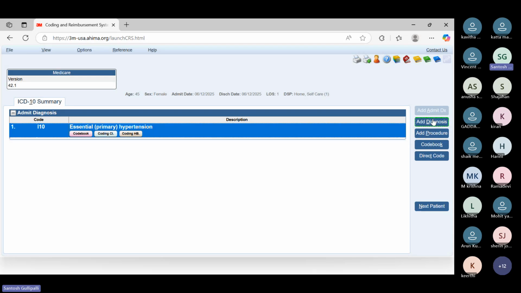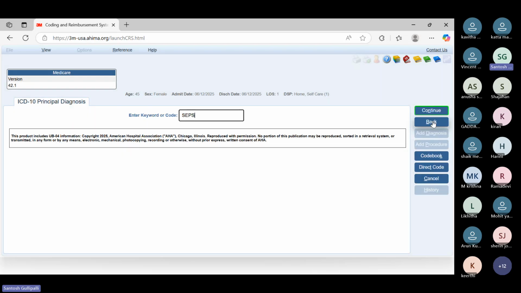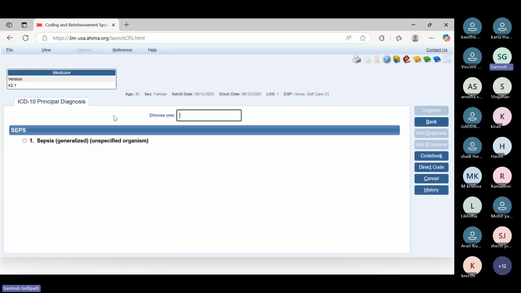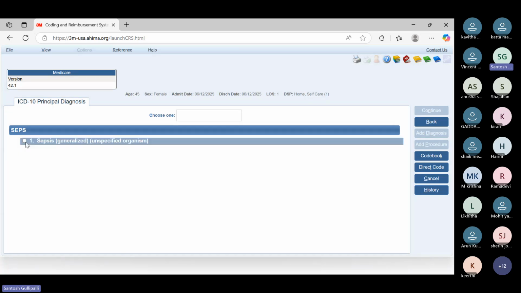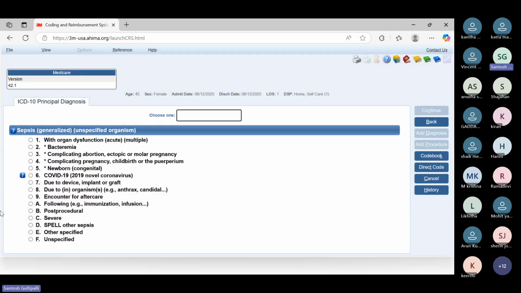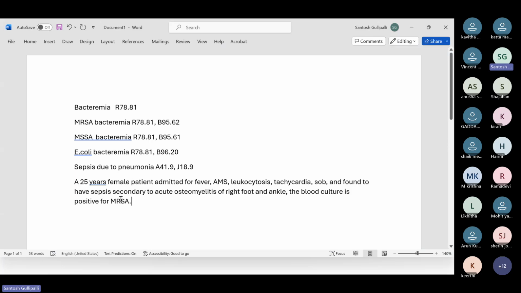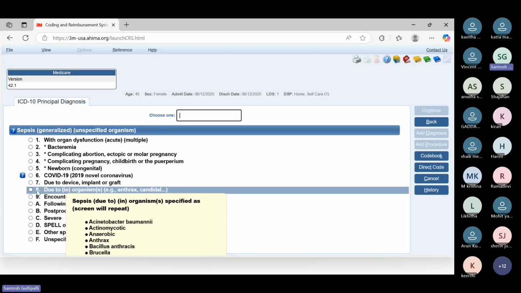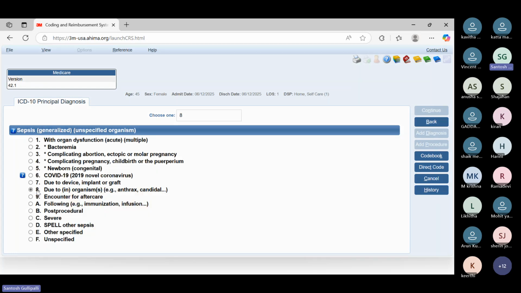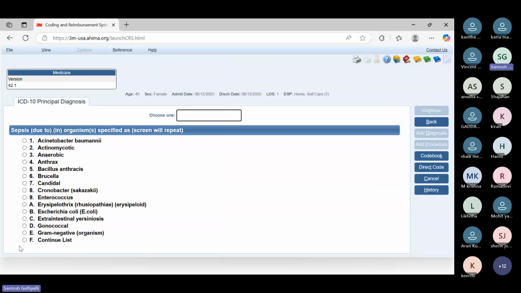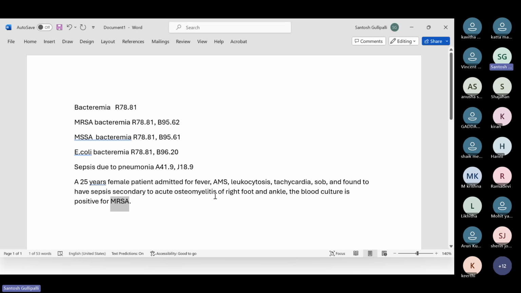Add diagnosis, sepsis. The option is 1. Next, the sepsis is due to organism. Why we consider it as organism: because the blood culture is positive for MRSA. So the option 8. The organism is MRSA, which means methicillin resistant Staphylococcus aureus.